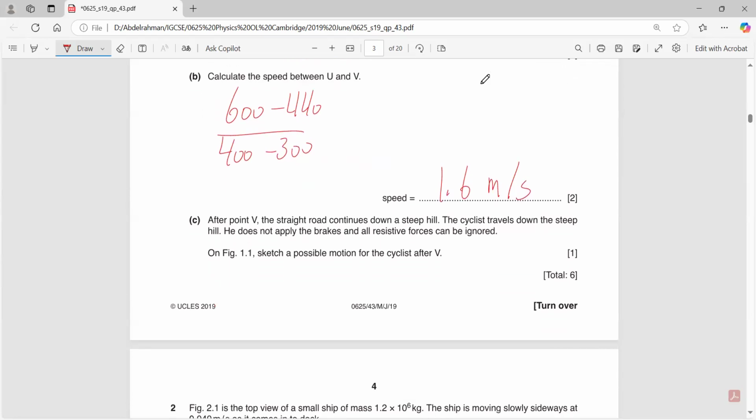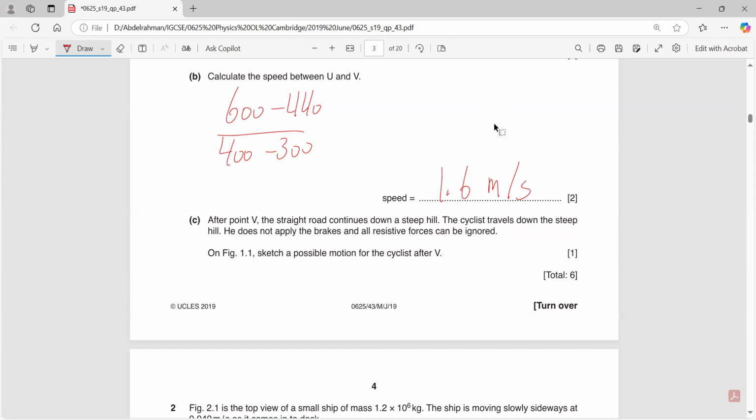After point V, the straight road continues down a steep hill. The cyclist travels down the steep hill. He does not apply the brakes. All resistive forces can be ignored. Sketch a possible motion for the cyclist after V.